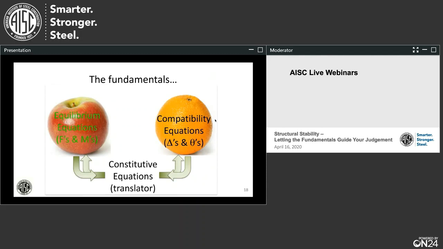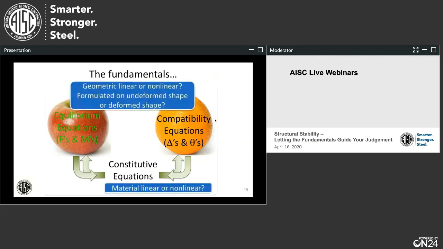The reason I wanted to emphasize this with respect to structural stability is a lot of times I'm asked, all right, how do programs or how do we actually account for geometric nonlinear behavior? How do we actually formulate equilibrium on the deformed shape or the undeformed shape? What are we doing? And all you're doing there is messing with how you formulate your equilibrium equations or your compatibility equations.